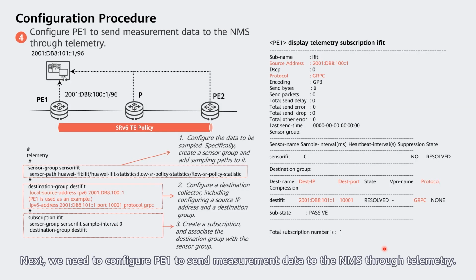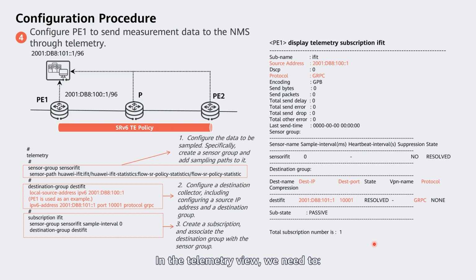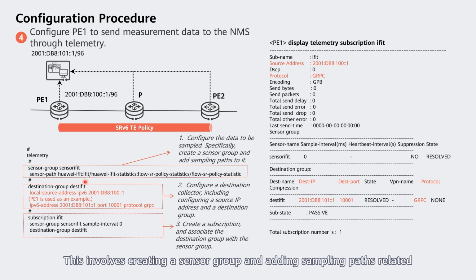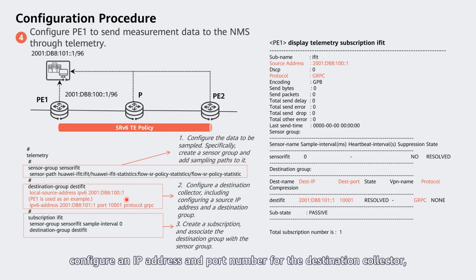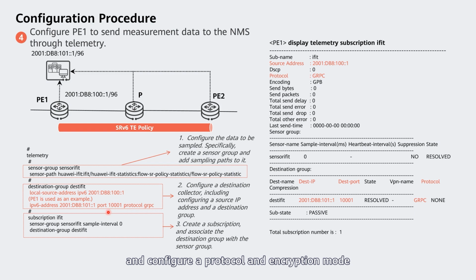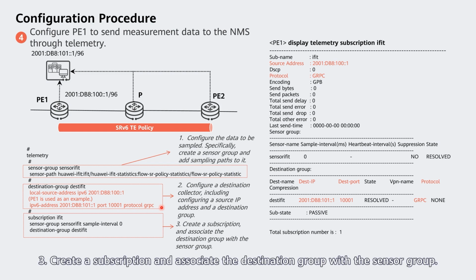Next, we need to configure PE1 to send measurement data to the NMS through telemetry. In the telemetry view, we need to 1. Configure the data to be sampled. This involves creating a sensor group and adding sampling paths related to IFIT measurement to the sensor group. 2. Configure a destination collector. Specifically, create a destination group for the sampling paths. Then, based on the collector type, configure an IP address and port number for the destination collector, and configure a protocol and encryption mode for sending data to the destination collector. 3. Create a subscription and associate the destination group with the sensor group.